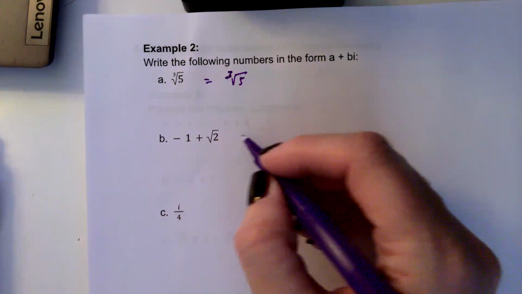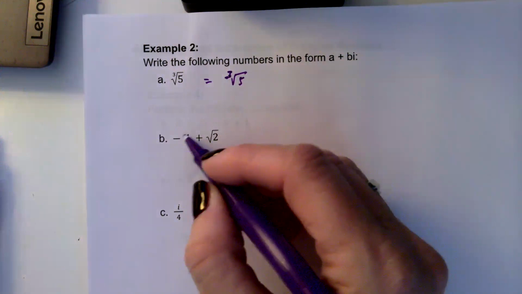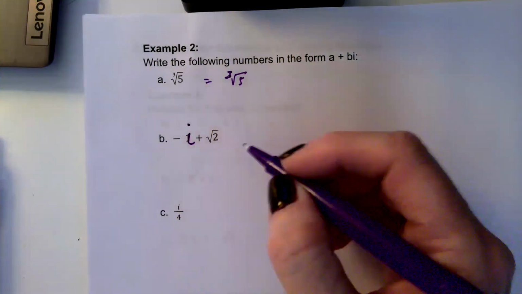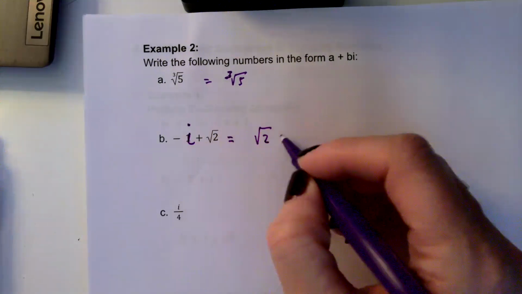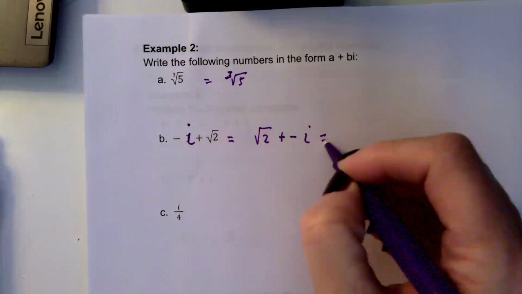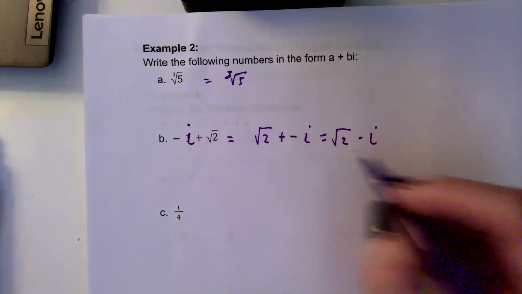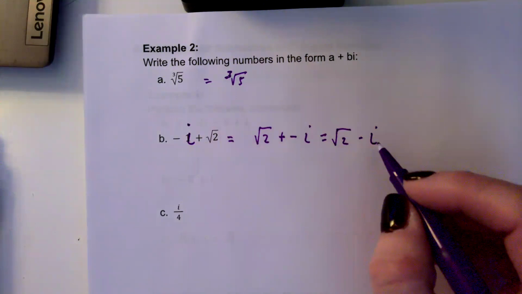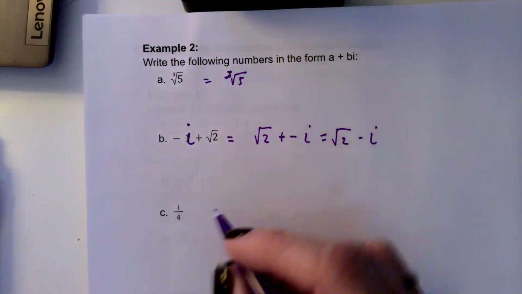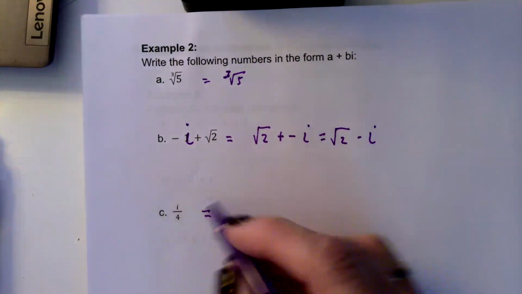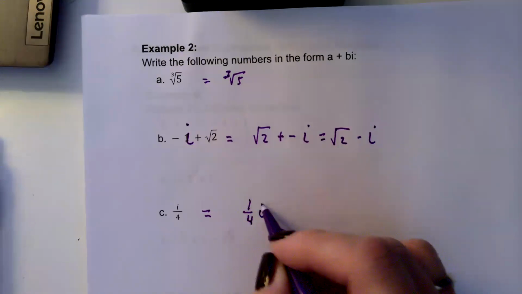And this one, I really think I wanted it to say i, the -i plus the square root of 2. So this is the square root of 2 plus a -i, or you could just say the square root of 2 minus i, where the square root of 2 is the real part and i is the imaginary part. And then we have c is i over 4. There is no real part, there is only the imaginary, and that's really 1/4 i.